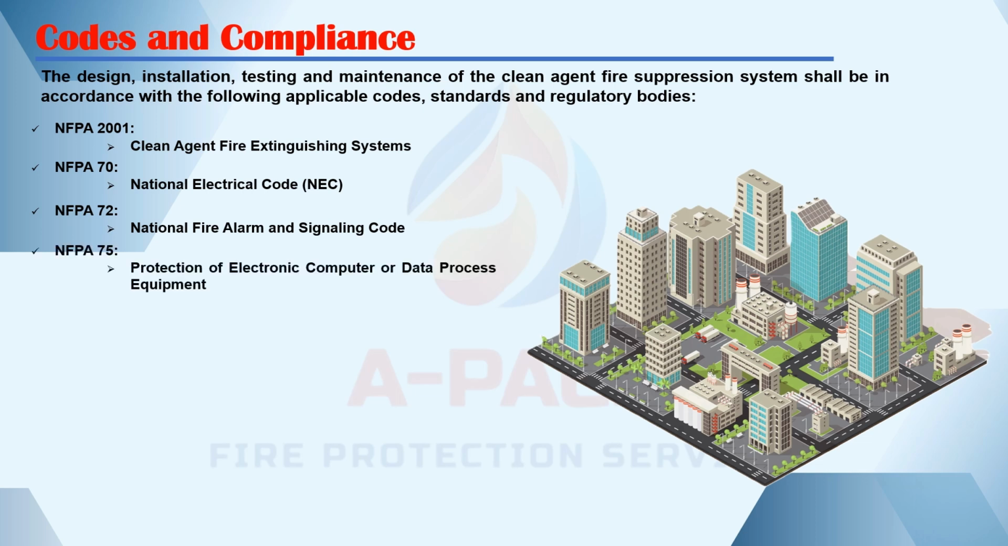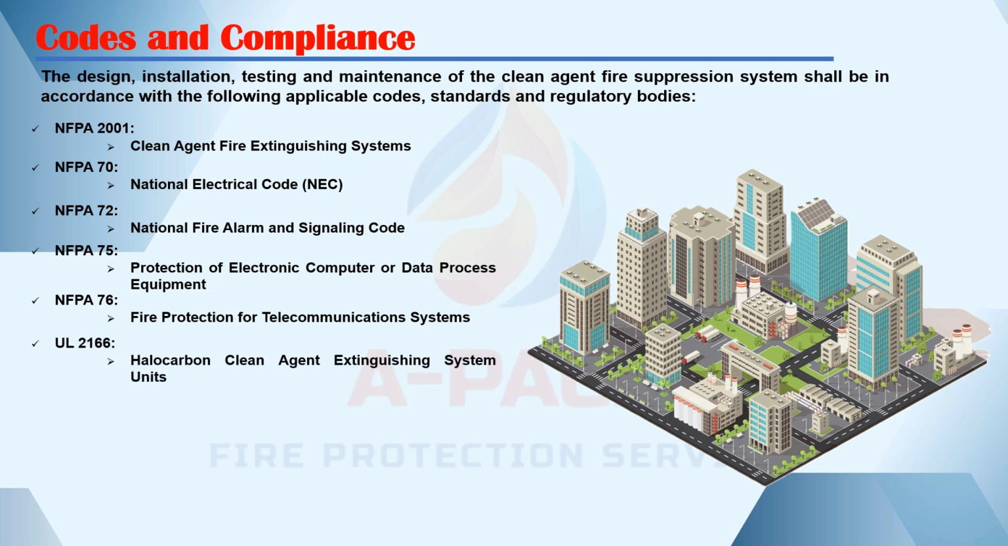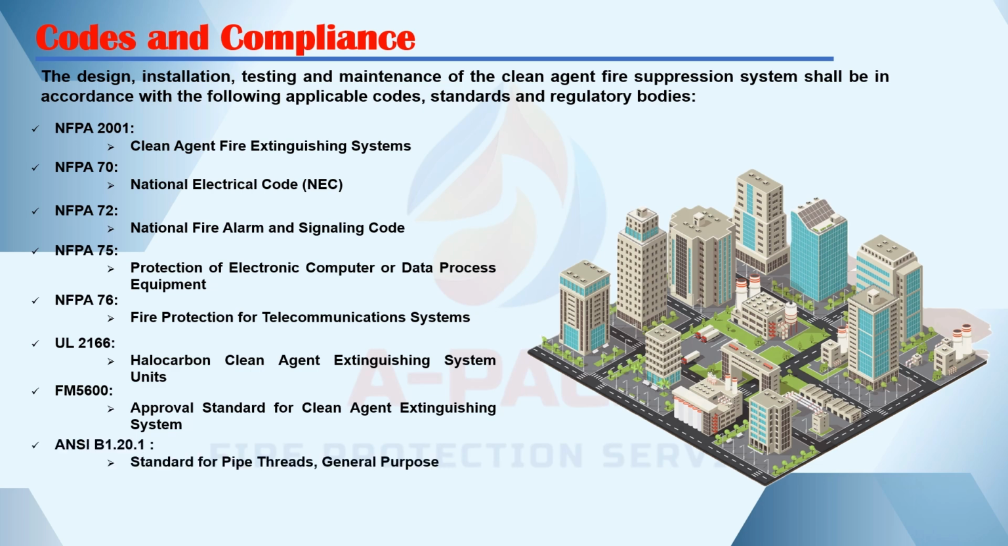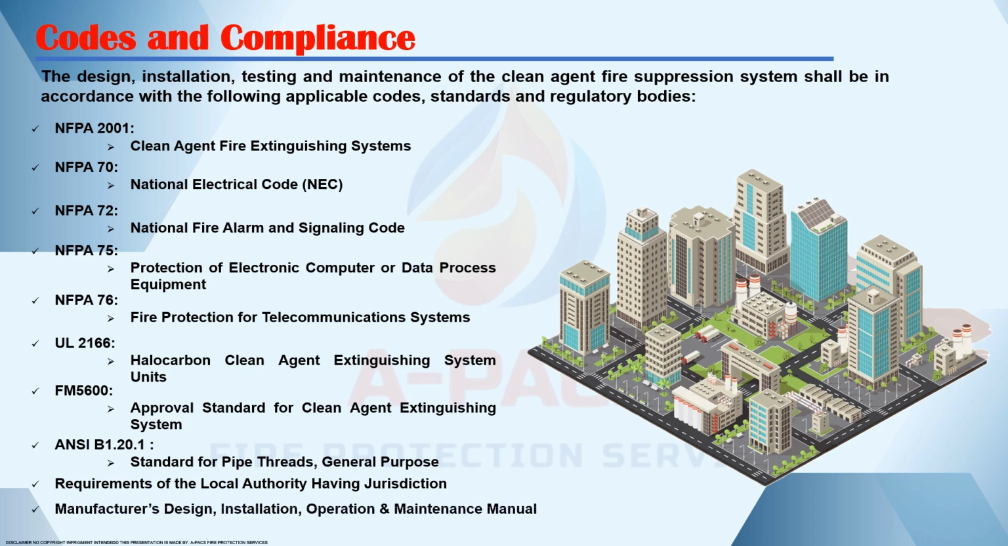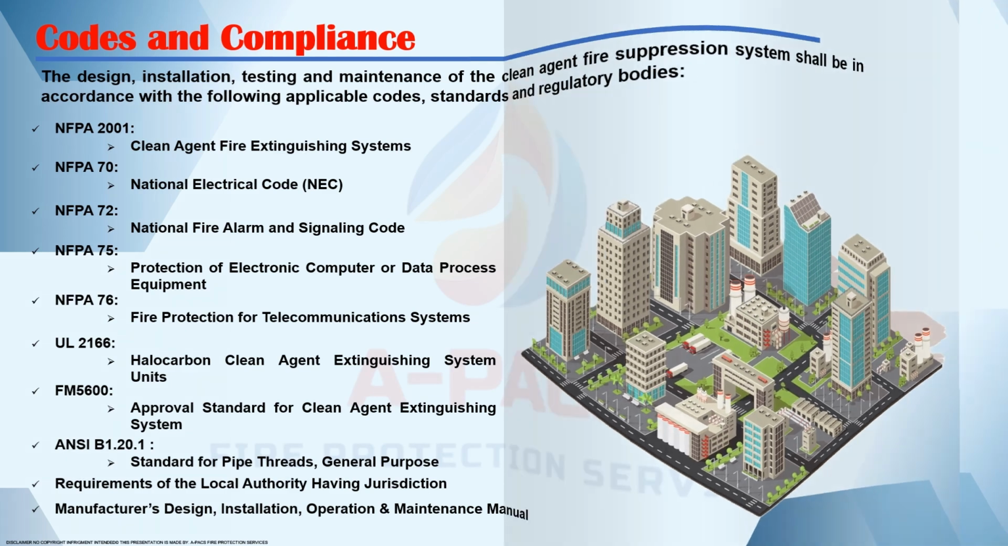NFPA 75, Protection of Electronic Computer or Data Process Equipment. NFPA 76, Fire Protection for Telecommunications Systems. UL 2166, Halocarbon Clean Agent Extinguishing System Units. FM 5600, Approval Standard for Clean Agent Extinguishing System. ANSI B1.20.1, Standard for Pipe Threads, General Purpose. Requirements of the local authority having jurisdiction. Manufacturer's Design, Installation, Operation and Maintenance Manual.